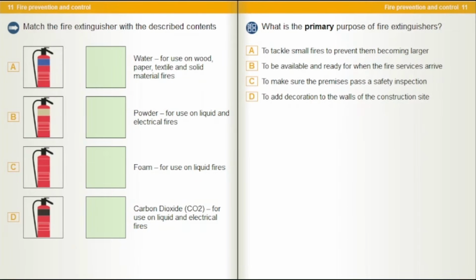What is the primary purpose of fire extinguishers? To tackle small fires to prevent them becoming larger. To be available and ready for when the fire services arrive. To make sure the premises pass a safety inspection. To add decoration to the walls of the construction site.